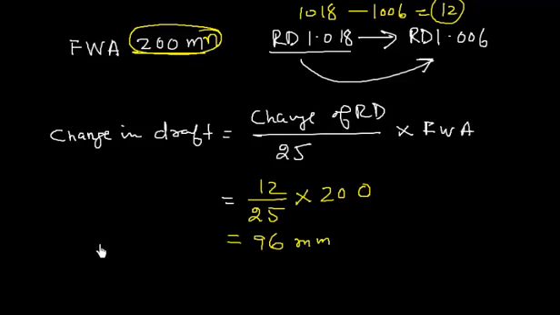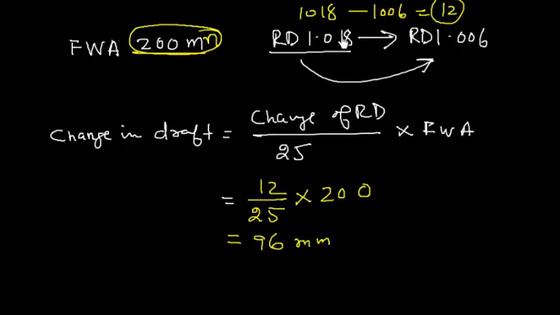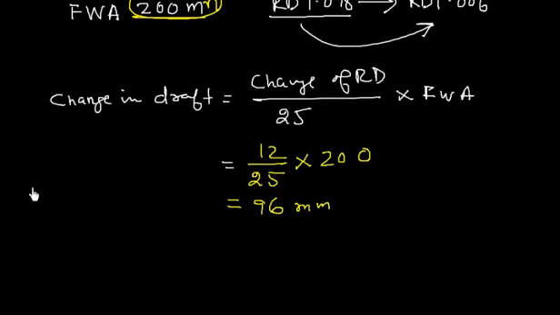So what happened? Since the RD of water has decreased, the vessel has gone from high density, let me just scroll it up to make it more clear, from high density to low density. The low density will not be able to support the vessel, so the vessel will sink, and if the vessel sinks, the draft will increase, and that explains the application of this formula.